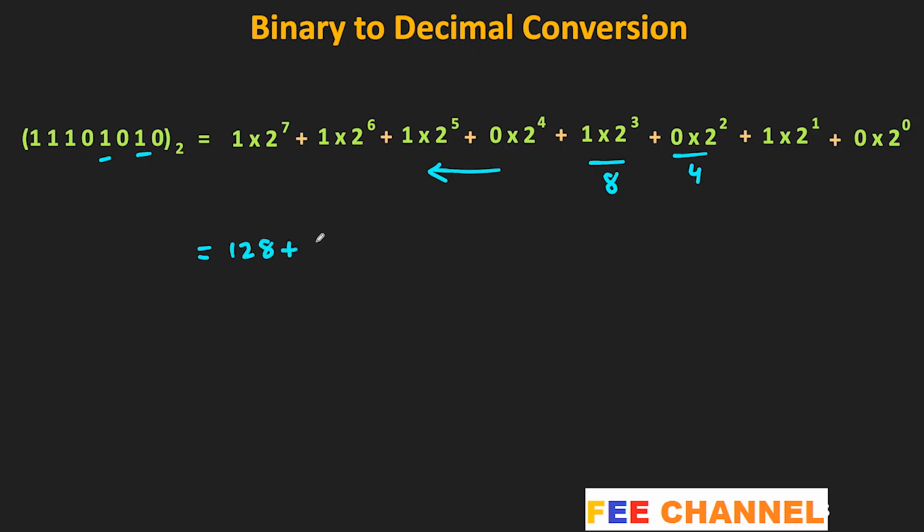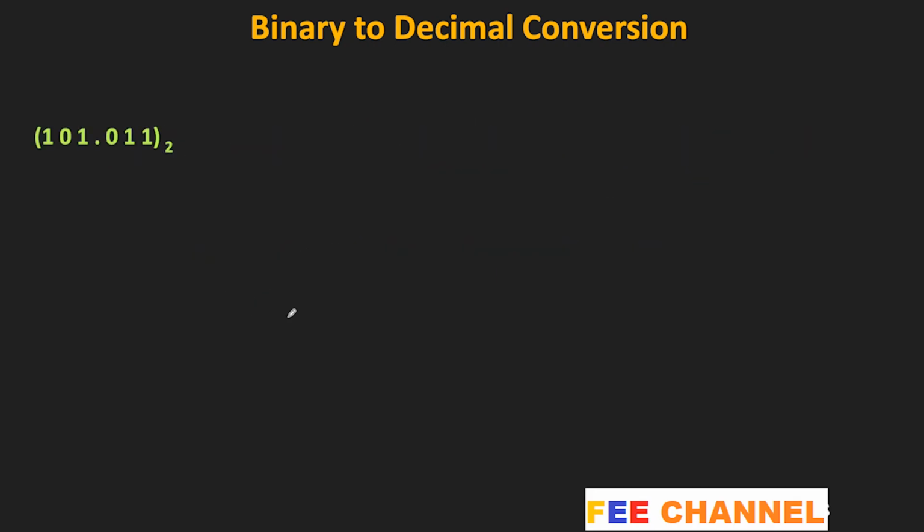And likewise, as we move towards the left, the weight of each bit will increase by the factor of 2. And the decimal equivalent of the given binary number is the summation of all these products. That is equal to 128 plus 64 plus 32 plus 0 plus 8 plus 0 plus 2 plus 0, which is equal to 234. So, in this way, we can convert any binary number into the decimal equivalent number. Alright, so now let's take one more example.